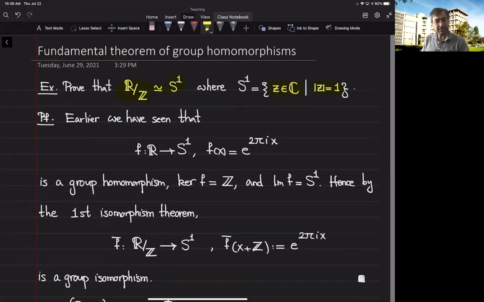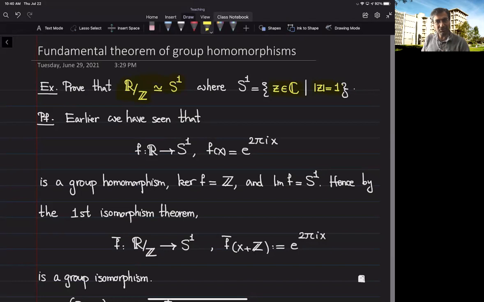Now, the claim is that R over Z, this factor group, is isomorphic to S1. Okay, how can we do this? The general rule is that whenever I give you a factor group and a target group, it's better to start from the numerator and think about a homomorphism from the numerator to the other side, hopefully surjective, and make it in a way that the kernel of that homomorphism turns out to be the denominator of this quotient group.